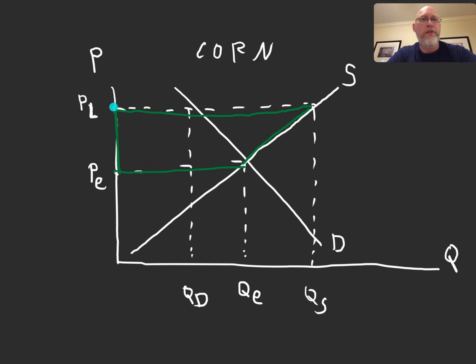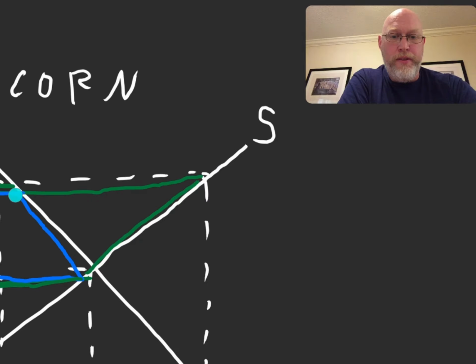Going to switch colors. Got this area here, which is our loss to our consumers, our change in the consumer surplus, where the two overlap. Let me highlight that a little bit more, make sure it's really clear for you. All right, this is our overlap. Okay. All right, exciting. What now?